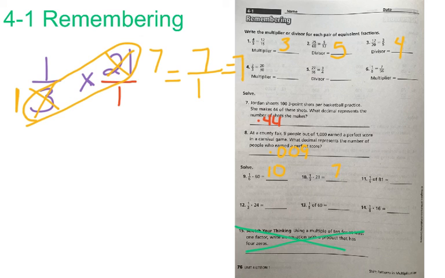Go ahead and finish this page on your own. You're going to complete number 4, 5, and 6, as well as 11 through 14 on your own. When you're finished, take a picture of your work, attach it to your assignment, and turn it in on Teams.